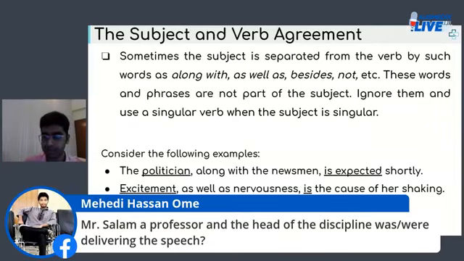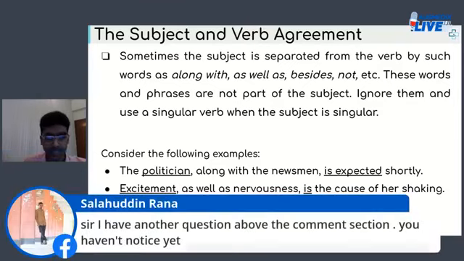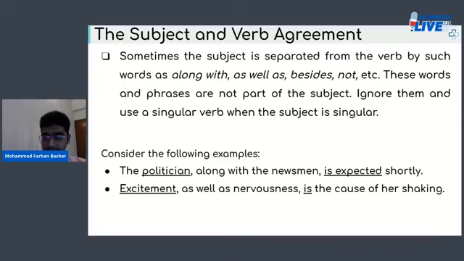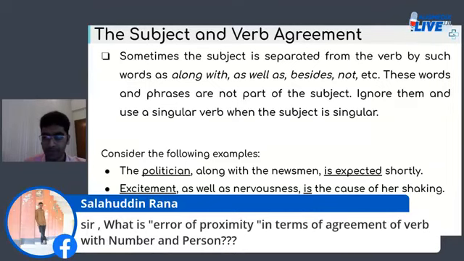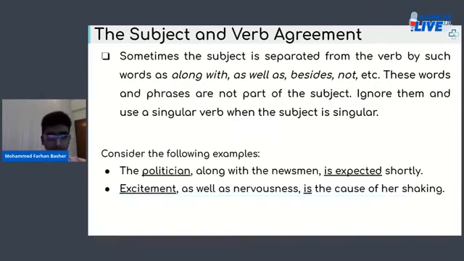All right. Saladin Rana says, "Sir, I have another question about the comment section you haven't noticed yet." Is that so? All right, so you're asking here, what is the error of proximity in terms of agreement of verb with number and person? It's basically the very idea that we discussed a little while ago, where your verb agrees with the subject that is closest to it.